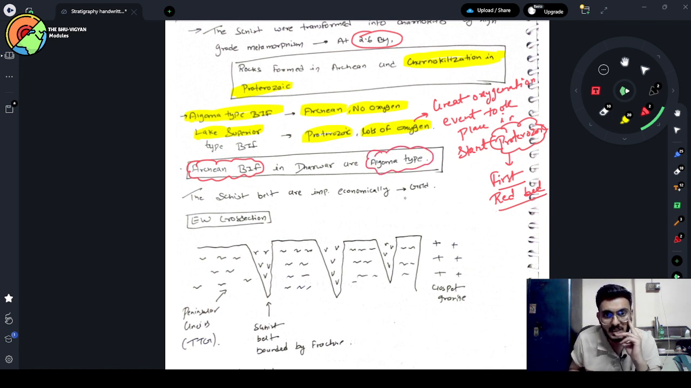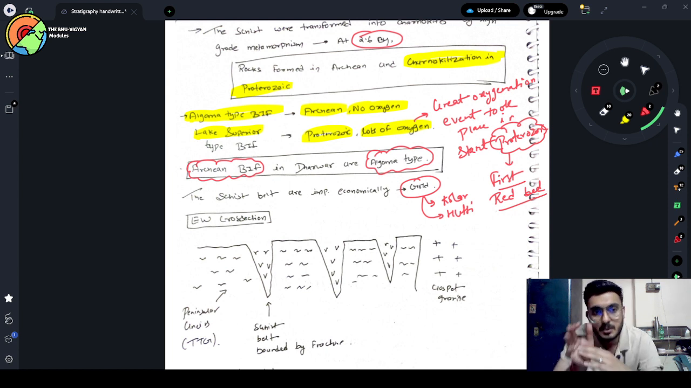Now the schist belts are important here because of the gold. So here the famous gold fields are Kolar gold field, Agnigundala gold field, and Hutti gold field. So these are important gold fields present in this region.